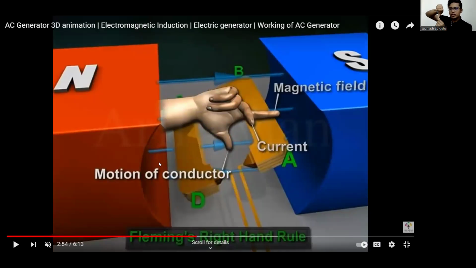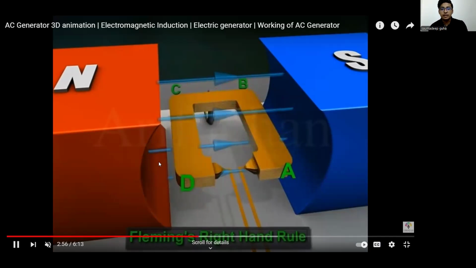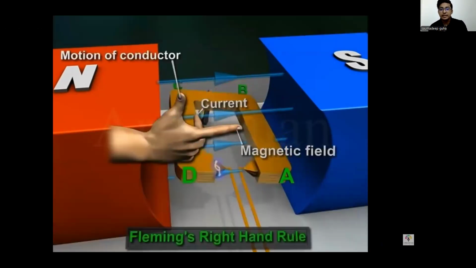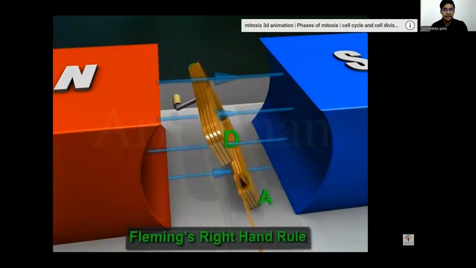The motion, if you are giving in the downward side, the part of the coil in which the motion is in the downward side, can you apply Fleming's right hand rule over here? Can you see the direction of current is outside the plane of the screen? And in the opposite arm, can you see it? This is how it works. In this arm CD, can you see the flow of current is in that direction?